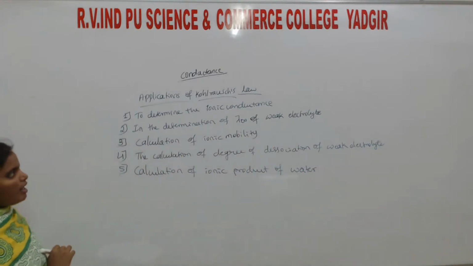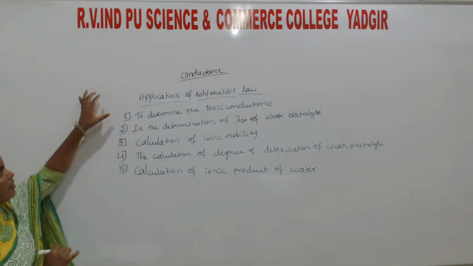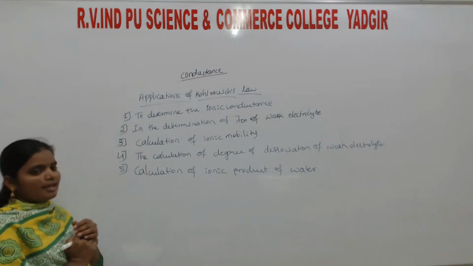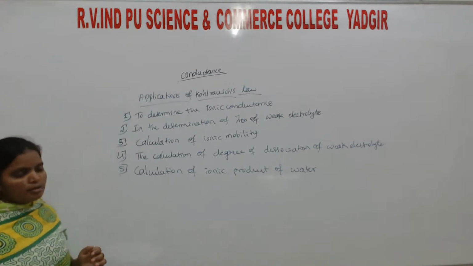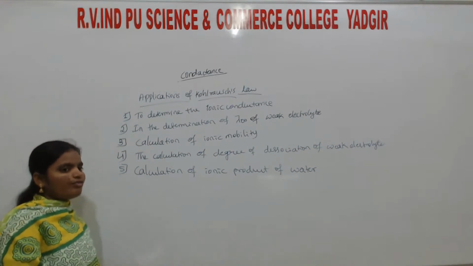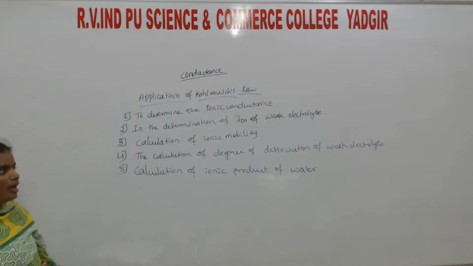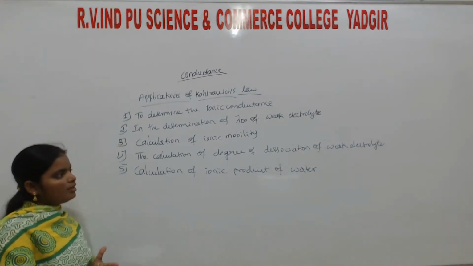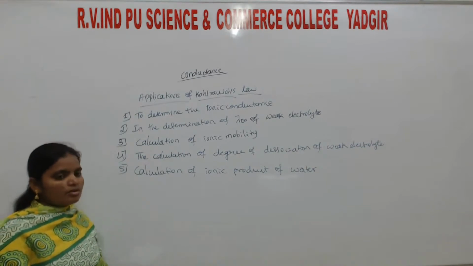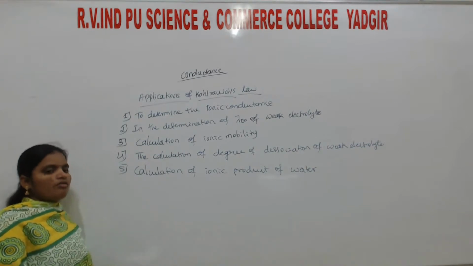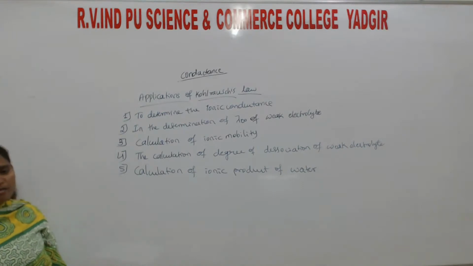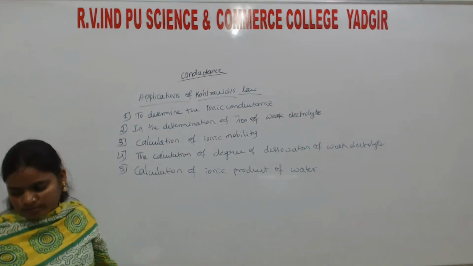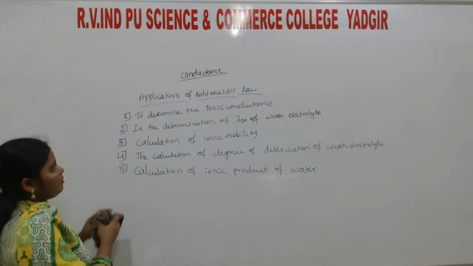These are the five applications of Kohlrausch's law. First, to determine the ionic conductance. Second, the determination of lambda infinity of a weak electrolyte. Third, calculation of ionic mobility. Fourth, calculation of the degree of dissociation of a weak electrolyte. Fifth, calculation of the ionic product of water. We will see them one by one.